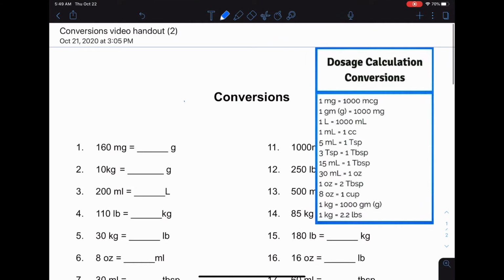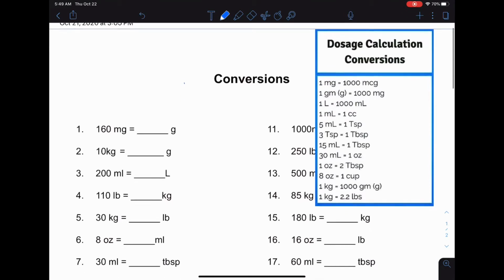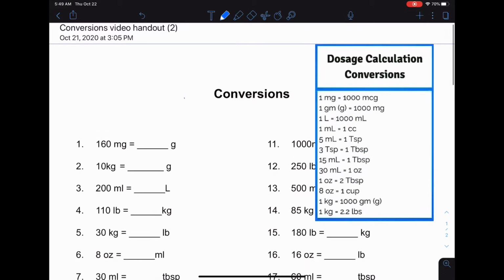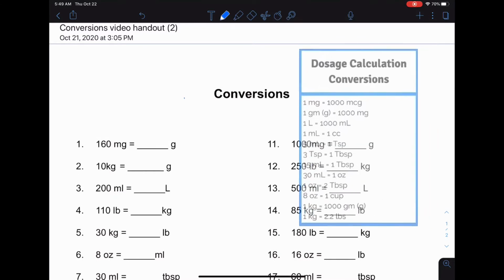Or the video is also divided into chapters, so each question is a chapter. So if there's one that you can't figure out that you need help with, you can just skip straight to that. I've also added, the handout doesn't have this little piece.